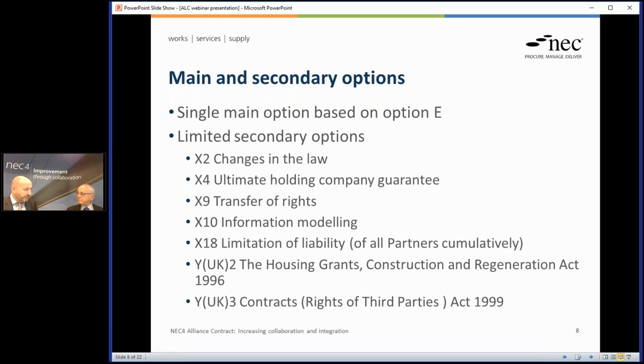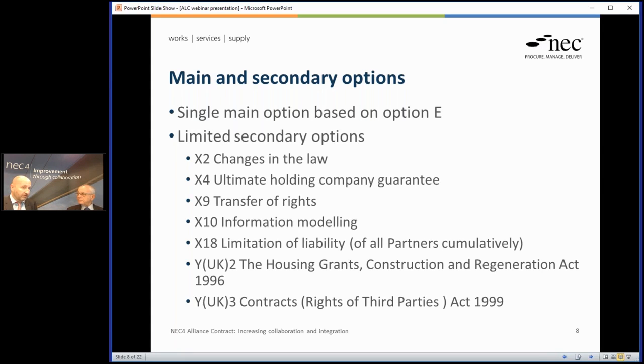And in terms of secondary options, we thought very carefully about these, looking that a lot of these secondary options deal with allocation of liability, they deal with responsibility for various issues, which actually, given we're trying to reduce liabilities or reduce the allocation of risk between parties or share them, a lot of them were felt to be unnecessary. Sure. So we've got a limited number of secondary options.